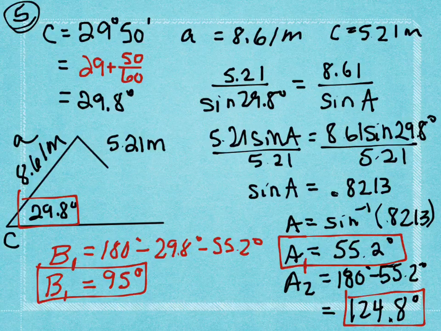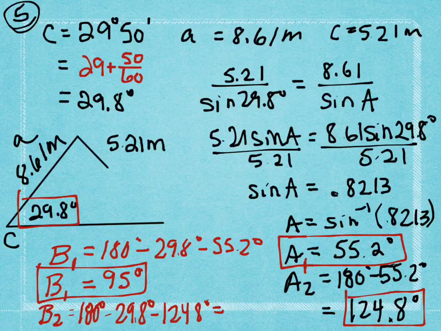And then we have angle B2. Angle B2 is found the same way. It's that same 180 minus the same 29.8. But this time it's minus angle A2, which was 124.8. Sorry, I can't get my decimal in there because I'm running into my guard at the bottom of my screen. What will this give me for B2?